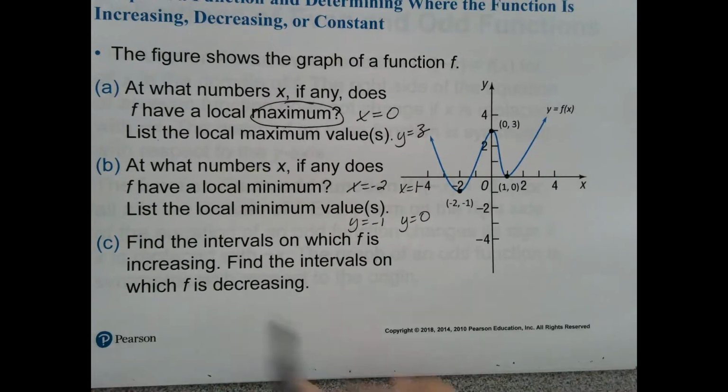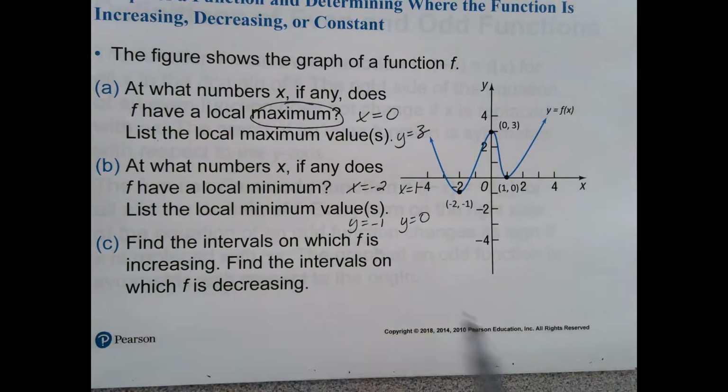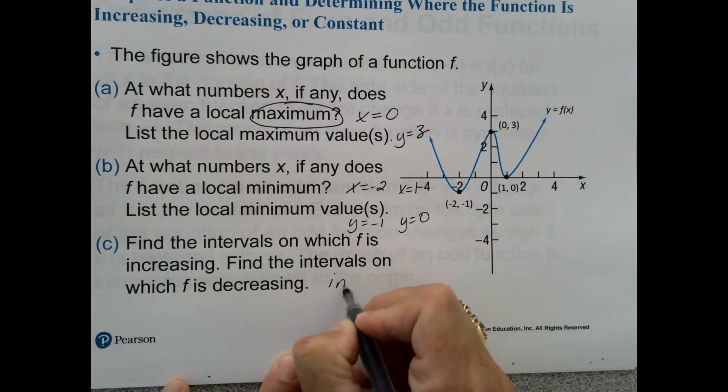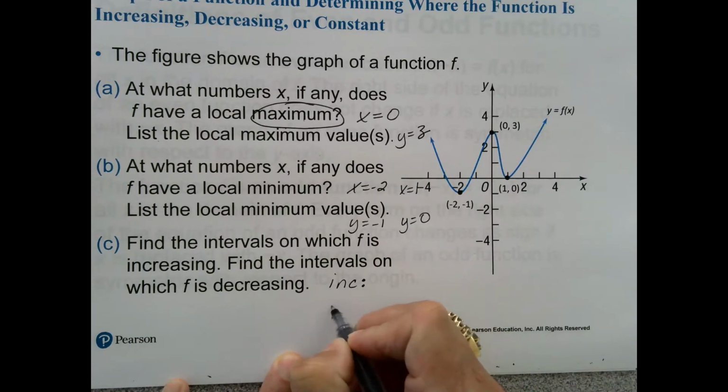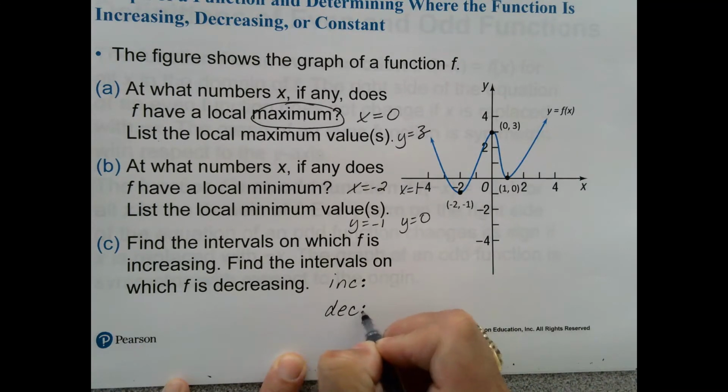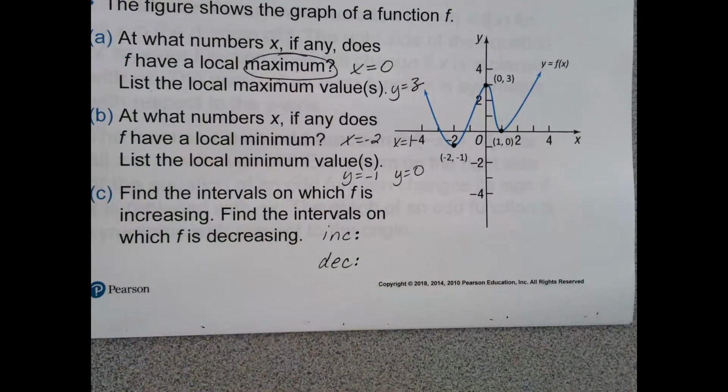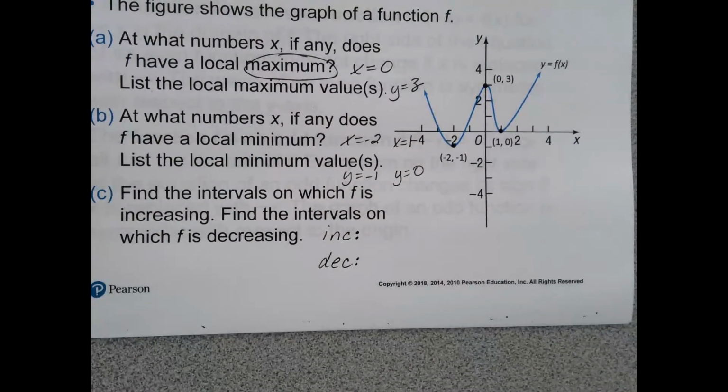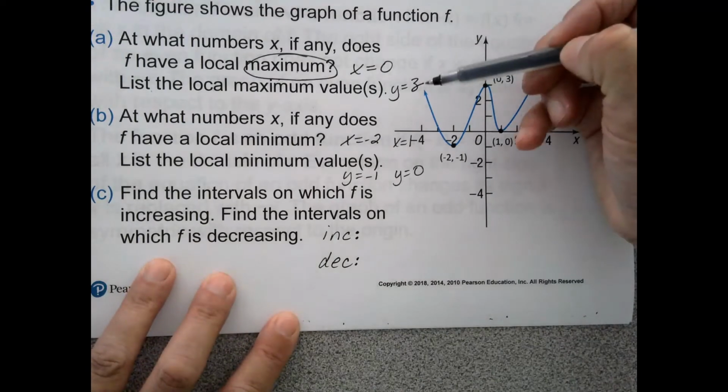Then C says find the intervals on which f is increasing and also find the intervals on which f is decreasing. So we'll list our intervals of increase and our intervals of decrease. I abbreviate a whole lot, so if my abbreviations don't make sense to you, please ask. INC, increasing, DEC, decreasing.